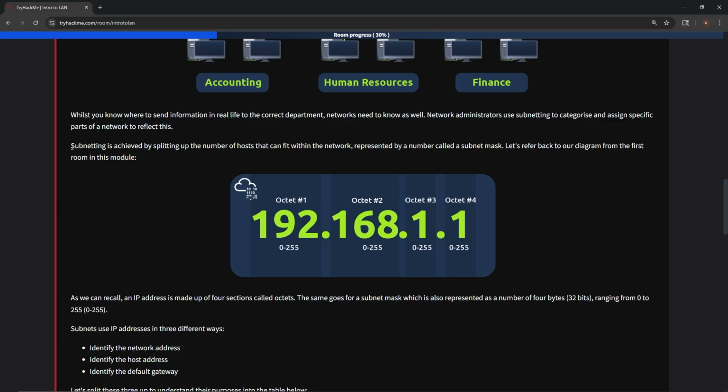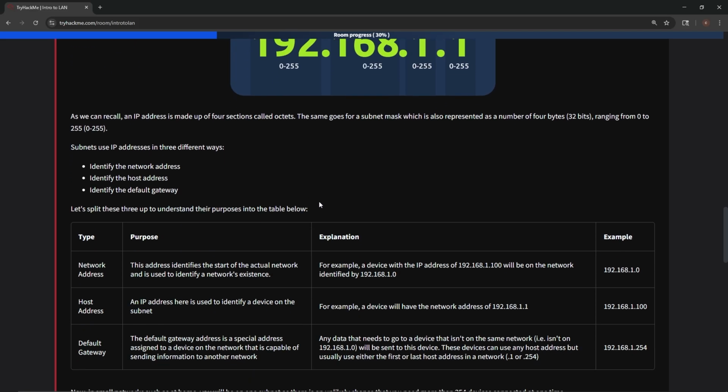Subnetting is achieved by splitting up the number of hosts that can fit within the network, represented by a number called a subnet mask. So let's refer back to our diagram from the first room in this module. We've got the 4 octets right here, starting with 192, having 168 in the middle, and some arbitrary numbers at the end. Hopefully we'll get into why these numbers are these numbers. But anyway, let's keep going.